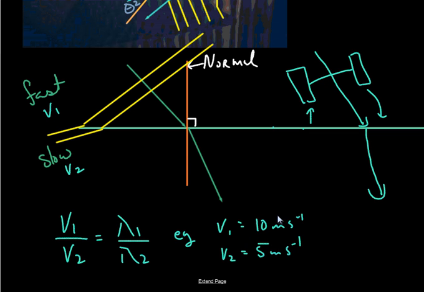So then if wavelength 1 was equal to 1 meter, what do you expect wavelength 2 to be equal to? Half a meter, okay? So that's a nice way of dealing with problems with this sort of stuff, through this simple kind of relationship.